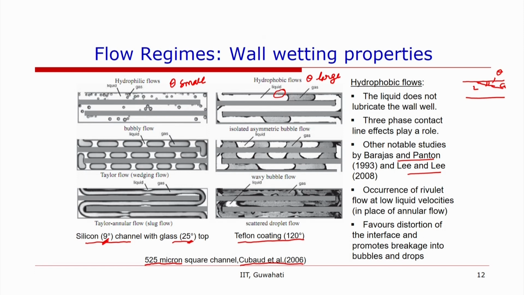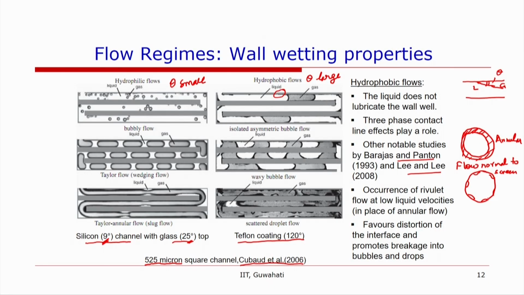One thing is that when the channel is hydrophobic, one sees a lot of three-phase contact lines forming. So, for example, one gets rivulet flow. Rivulet flow means that on the channel wall, if we are looking at the cross section, annular flow will have a continuous liquid film, which is represented by the hatched area here. This is annular flow. In rivulet flow, one can see that there are small rivulets, but there is some dry area as well.